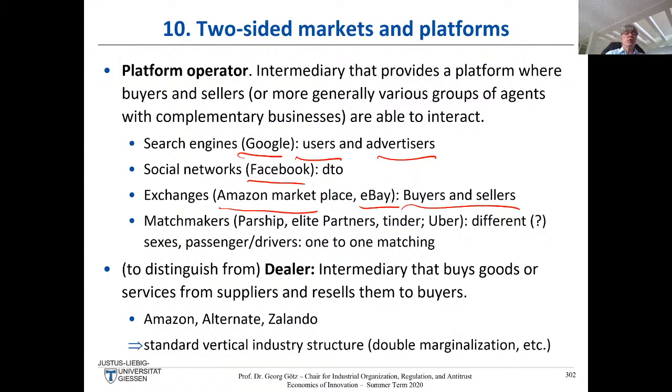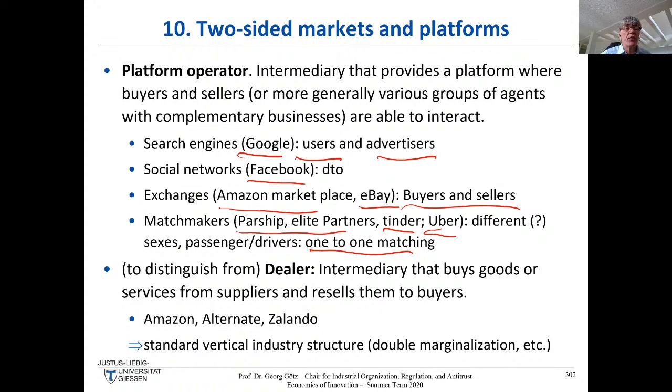Then you have the standard kind of matchmakers, which provide you a one-to-one matching, like the dating and partnership platforms like Parship and Elite Partners or Tinder. I don't know what currently are the most important ones. Uber would also provide you, if you want to have a taxi ride, they bring together the passenger and the driver, okay?